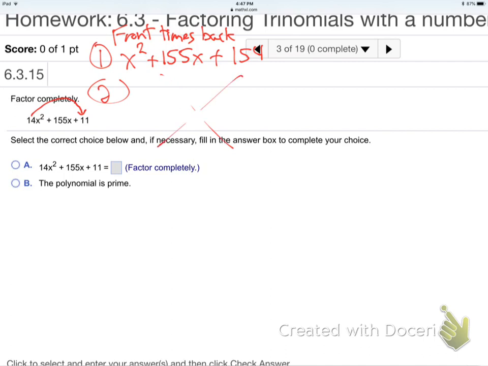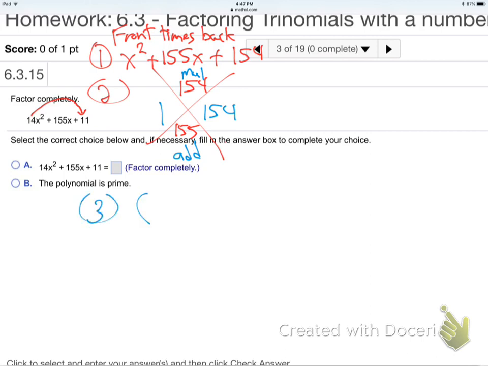Now, step 2, we do the diamond thing. We put the 154 here, the 155 there, and we're finding two numbers that multiply to be 154 and add to be 155. So that'd be 1 and 154. They multiply to be 154, add to be 155. So that's my pair of numbers, x plus 1, x plus 154.